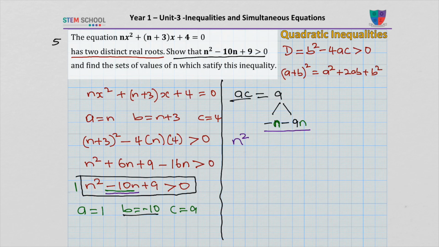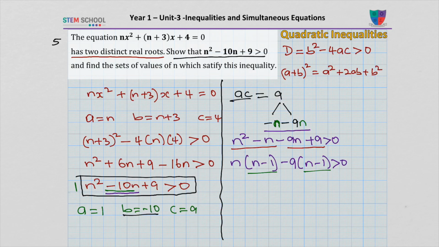So now let's write the new quadratic inequality: n squared minus n minus 9n, that is minus 10n, plus 9 is greater than 0. So I can see a common factor here, which means n is common, n times (n minus 1). I see another common factor here, minus 9, which means minus 9 times (n minus 1), greater than 0. I can see a new common factor here, n minus 1, and then the other factor, n minus 9.